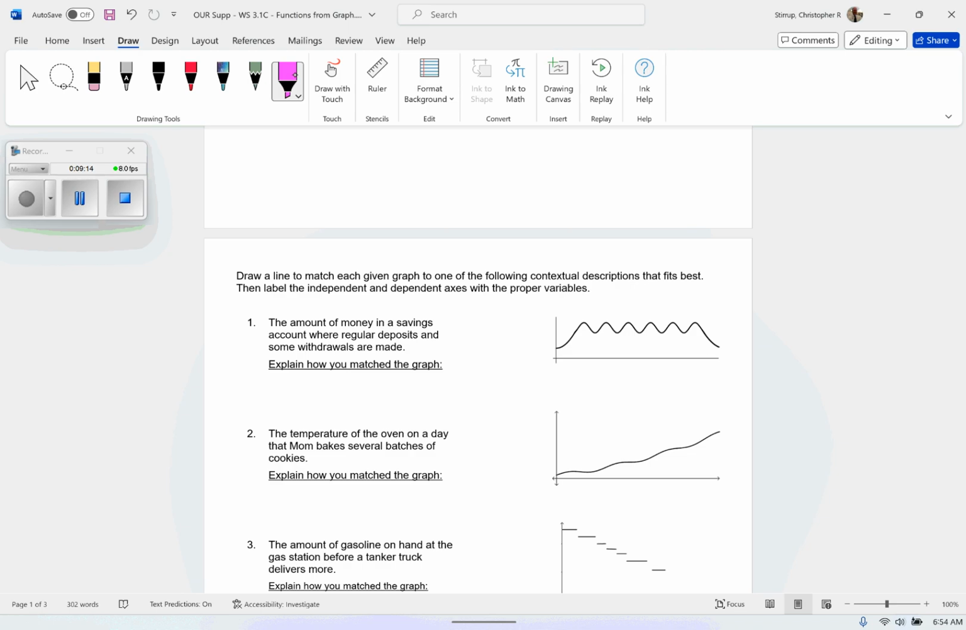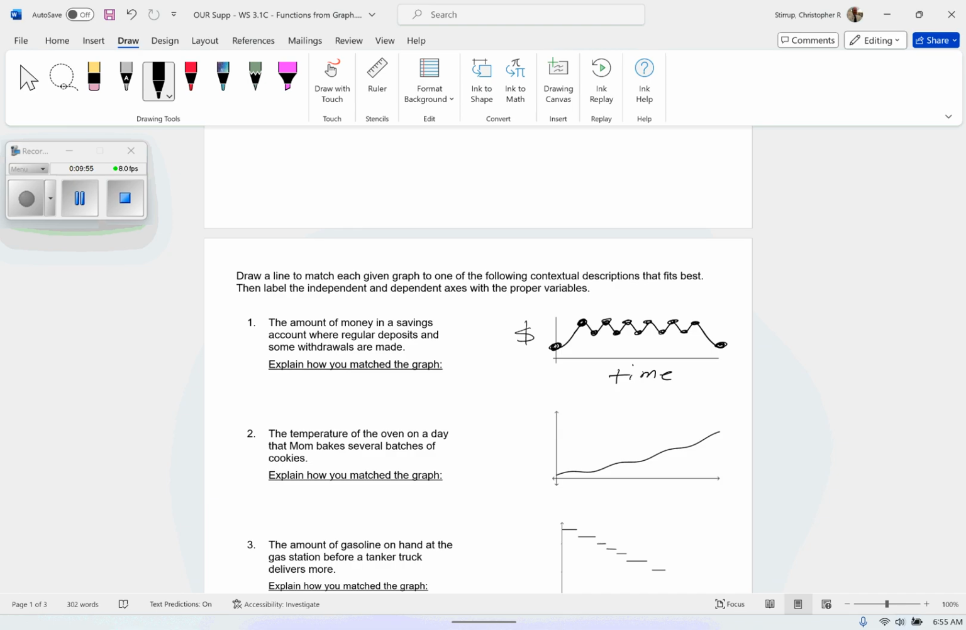All right, so this one says the amount of water or amount of money in a savings account where regular deposits and some withdrawals were made. Okay, so we started with a certain amount of money. We increased what we had in there. We took out some money, put a little bit more, took out the same amount. Looks like we're putting in and taking out the same amount. And then all of a sudden we take out a whole bunch of money. And this could be money over here. This could be time. So that's basically what the story is talking about.